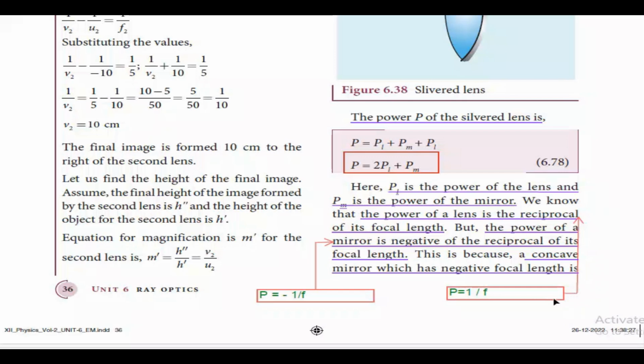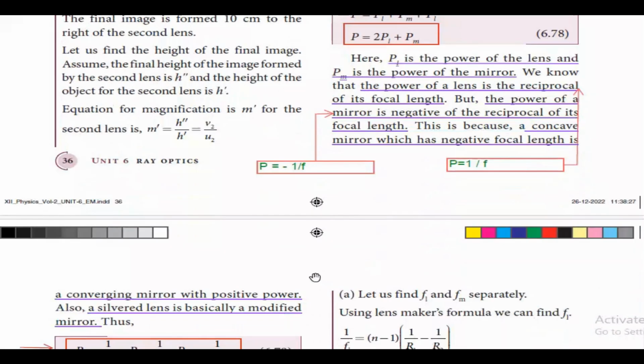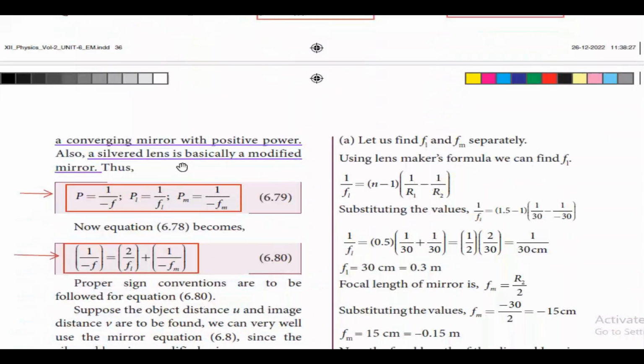That is shown here. The power of a mirror is the negative of the reciprocal of its focal length. So that means P equals minus 1 by f. This is because a concave mirror, which has negative focal length, is a converging mirror with positive power. The silvered lens is basically a modified mirror. Therefore, the power P can be written as 1 by minus f, or P1 equal to 1 by f1, Pm equal to 1 by minus f.